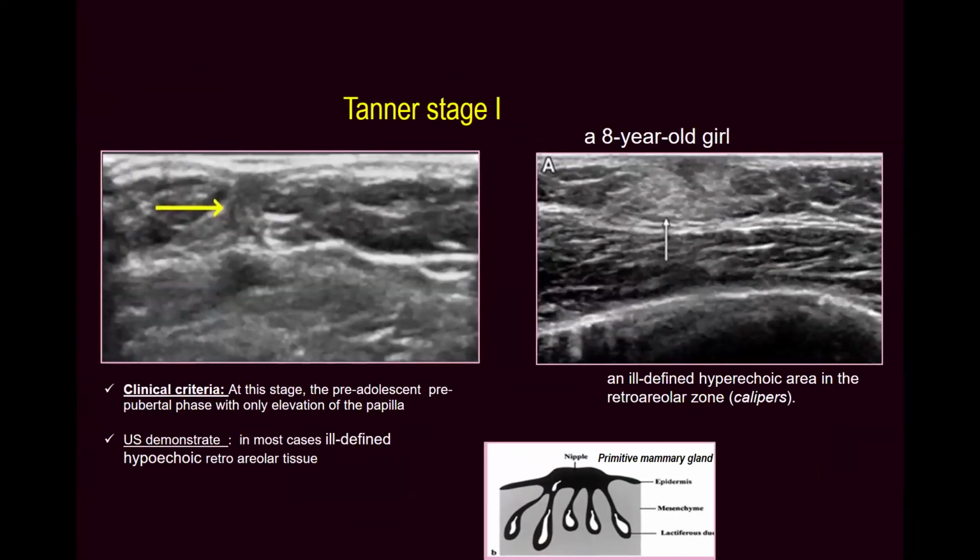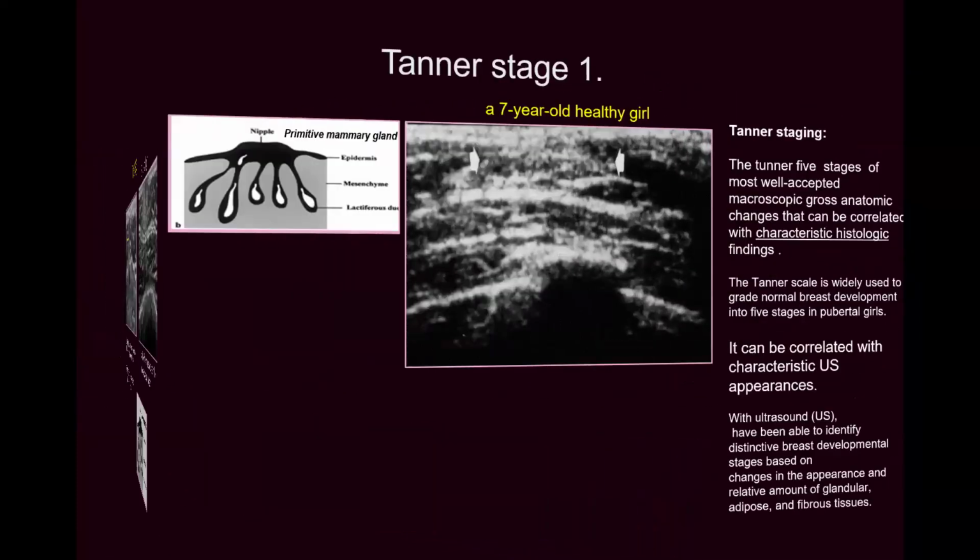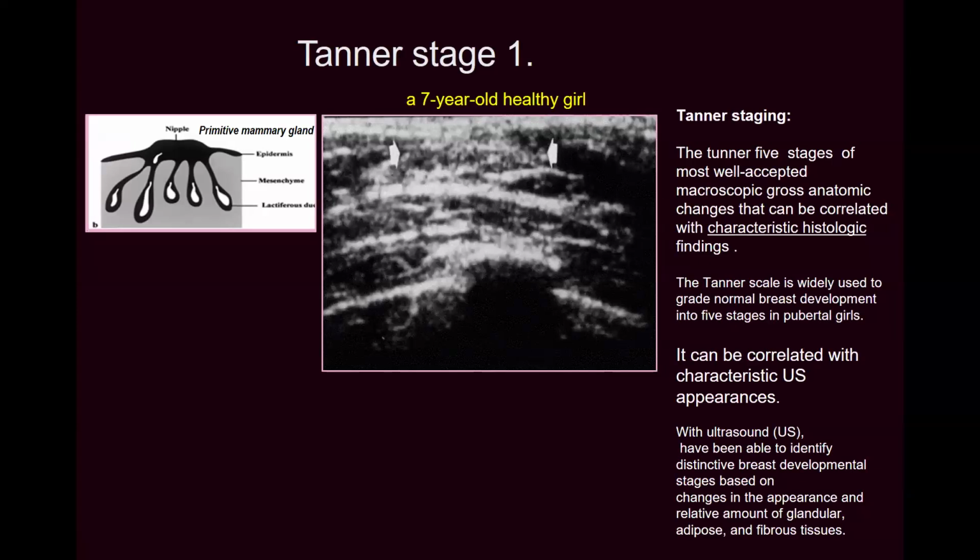Another example of Tanner stage 1 at 8 years old. You see here the stroma a little bit more, but still an ill-defined hyperechogenic area. You see? The primitive primary gland. Again, ill-defined hyperechogenic area. Tanner stage 1 in a 7-year-old healthy girl.